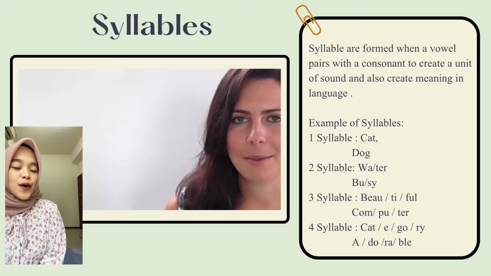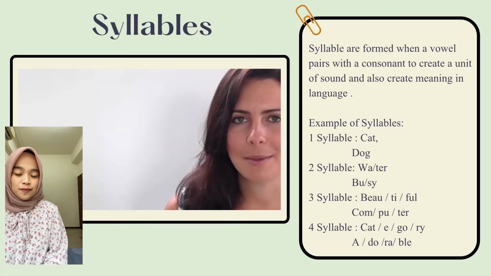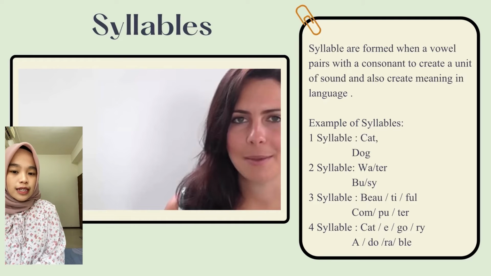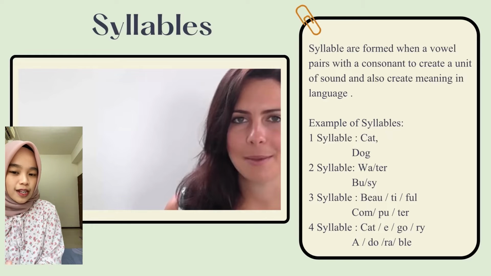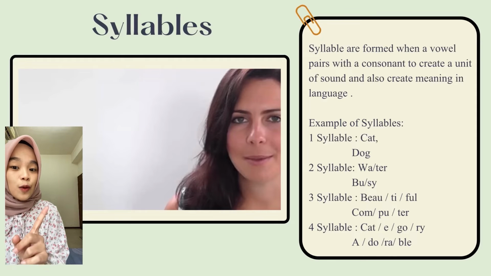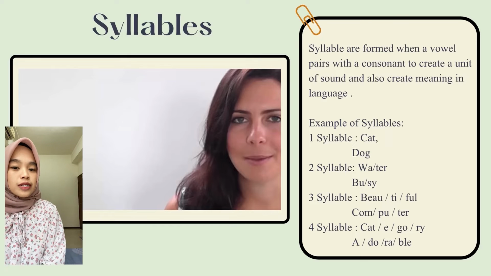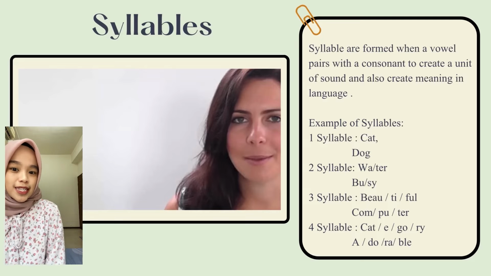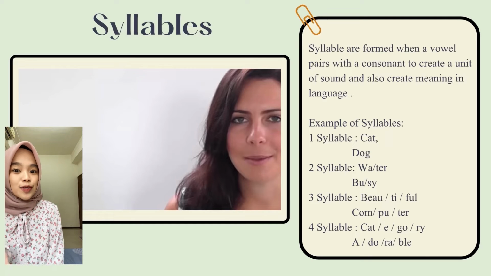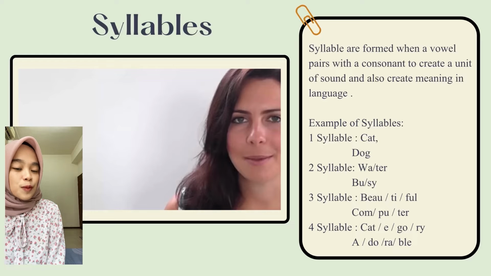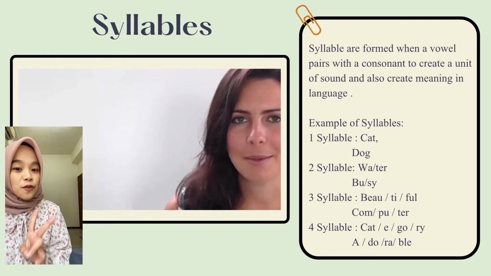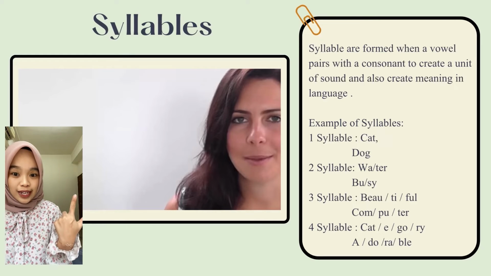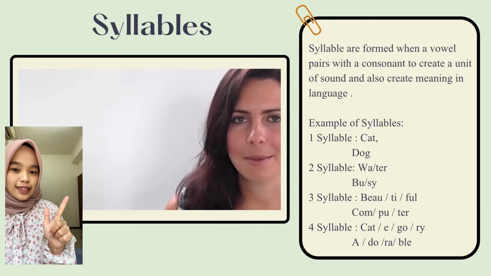Okay, so now I'm going to discuss the examples of syllables. The first one is words that have just one syllable. There is cat and dog. That's only one vowel sound, so that is only one syllable. Next, the words that have two syllables are hungry and busy. Did you guys know why these words only have two syllables? That is because the words only produce two vowel sounds, hungry and busy, right?